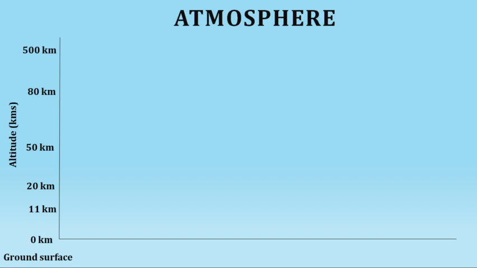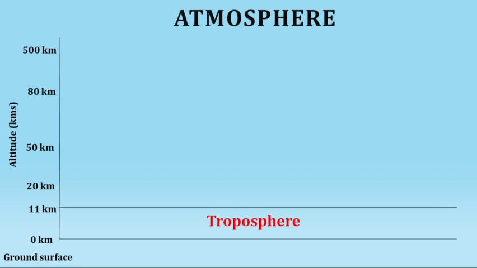So we'll discuss all those layers which are a part of the atmosphere one by one. The first layer of the atmosphere is known as the troposphere, and this layer starts from the ground surface and is vertically extended up to an altitude of 11 km. So the troposphere is the first layer of the atmosphere, and it is a stretch of 11 kilometers on average.